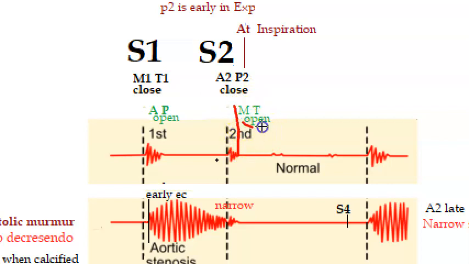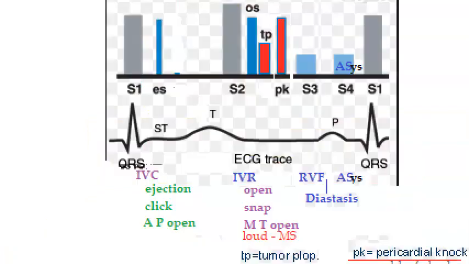Do you have a sound for this M and T opening? Yes, that is called the opening snap. So here you have the opening snap after S2, that is, M and T will open here. And what happens at the ejection click? A and P will open. So this much basics you should know.